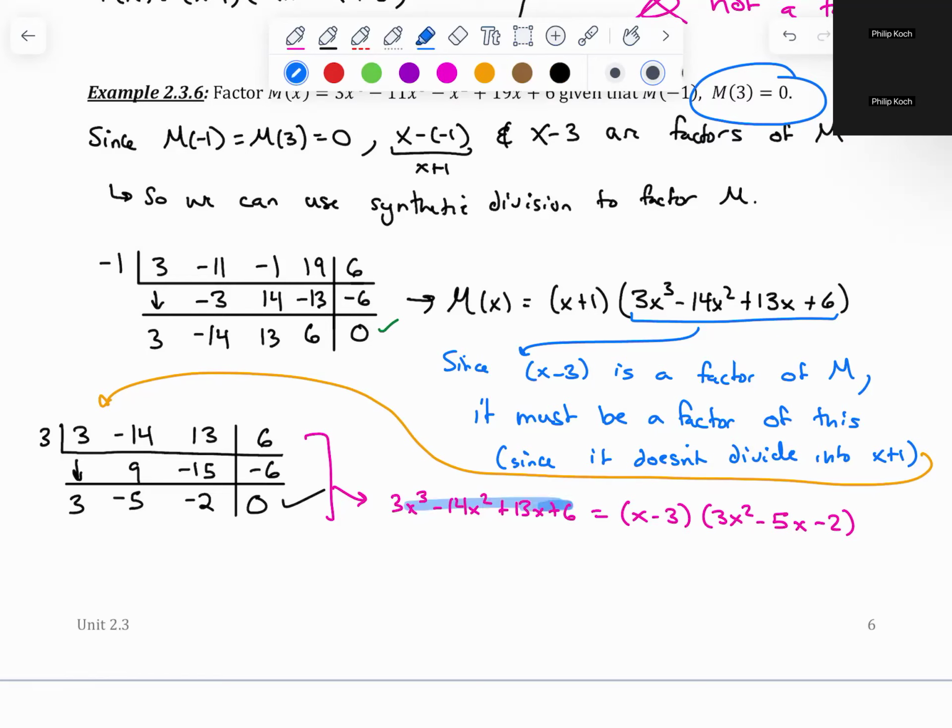So, point being, we can rewrite m as x plus 1 times x minus 3 times 3x squared minus 5x minus 2. With this synthetic division, we were able to break m of x down further. So m of x is therefore x plus 1 times x minus 3 times 3x squared minus 5x minus 2. And that we can factor by traditional means.